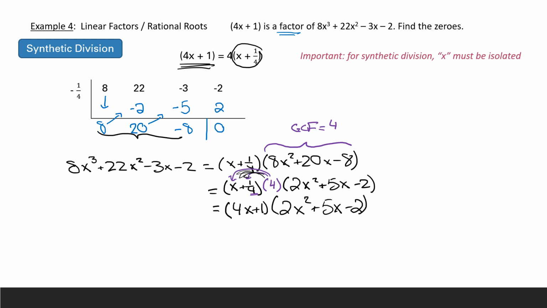So are we done the question? No. The question said find the zeros. Find the zeros. So I need to continue to factor. And this is a trinomial. We're really comfortable with these trinomials. You could think about sum and product or a crisscross. What multiplies to -4 and adds to 5? Is there such a thing that does that? So think about that for a second.